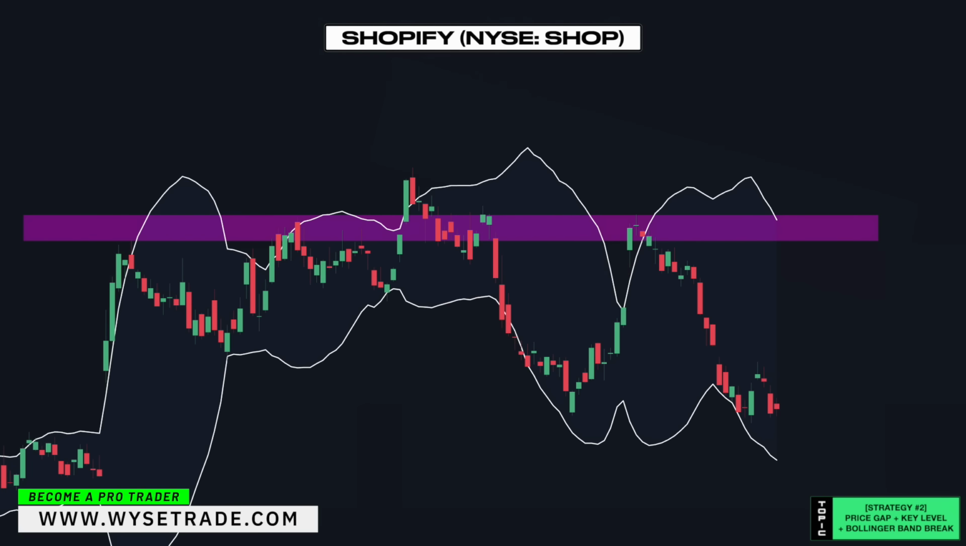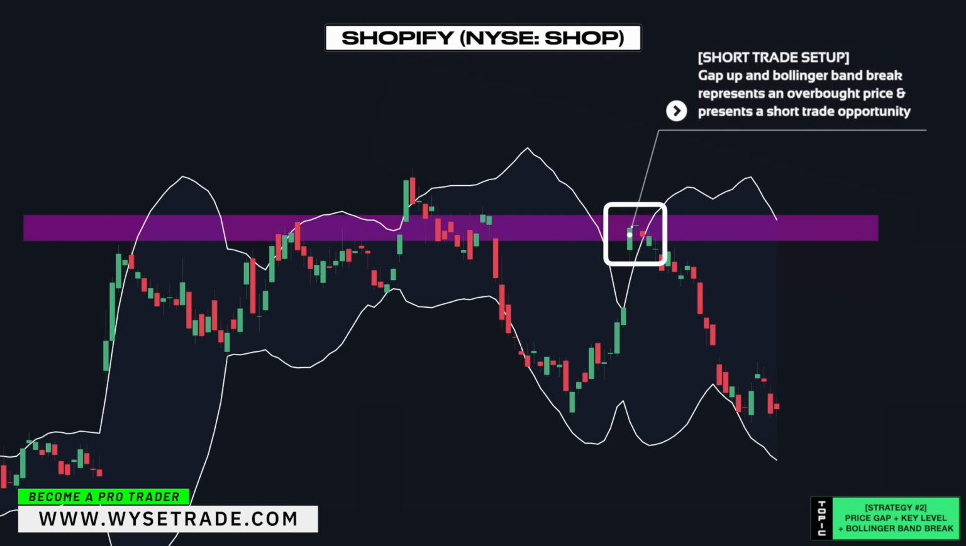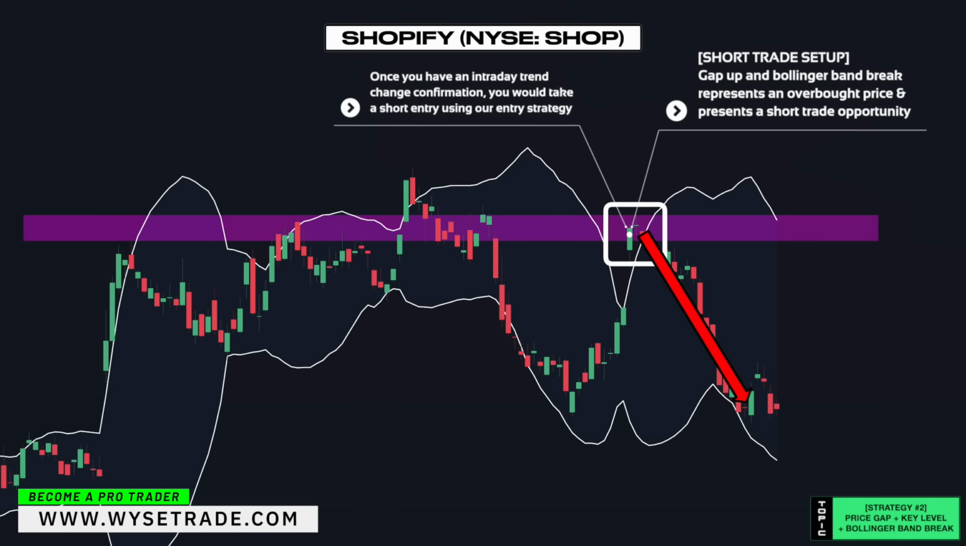Price also breaks outside of the Bollinger Band, which represents an extremely overbought price. Once you have an intraday trend change confirmation, you would take a short entry using our entry strategy. Your target one is this reversal point here.